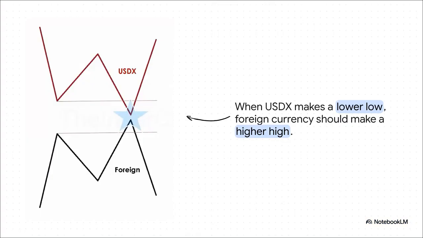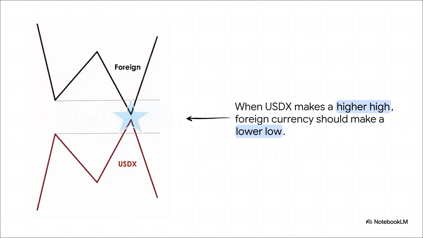The idea is actually pretty simple. As you can see here, when the dollar index pushes down and makes a new low, a foreign currency like the euro or the pound should be strong enough to make a new high. You see, they move like a seesaw. This harmony, this symmetry, tells you the trend is healthy and it's probably going to continue.